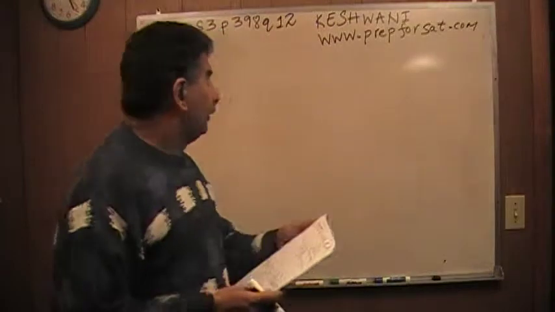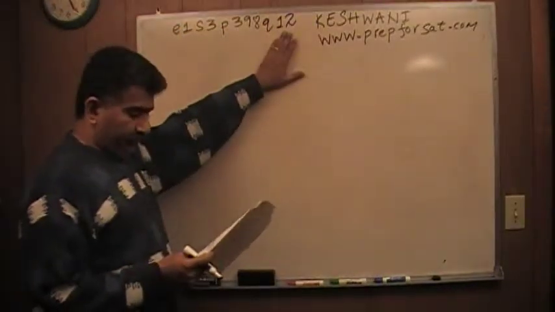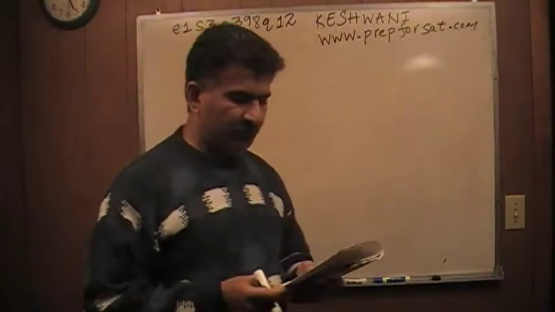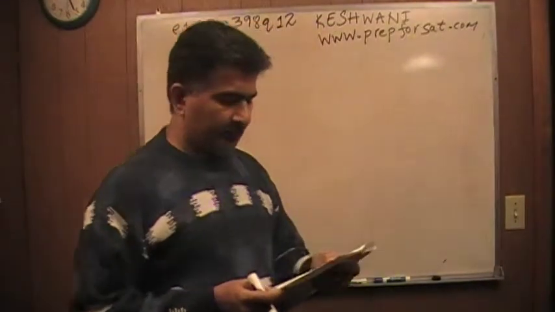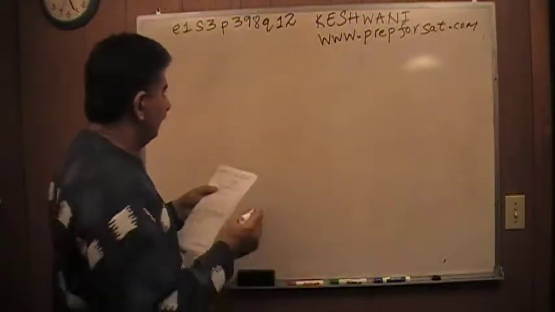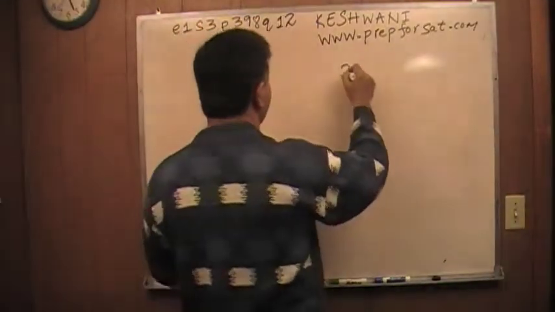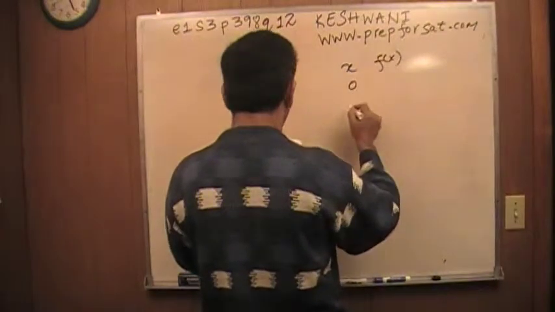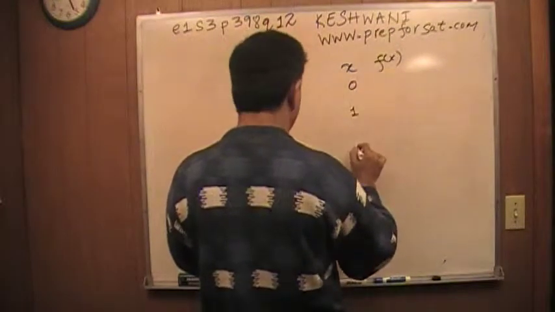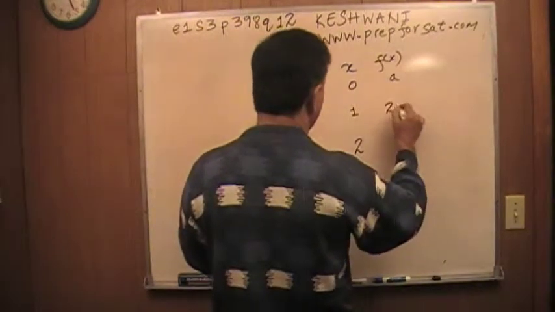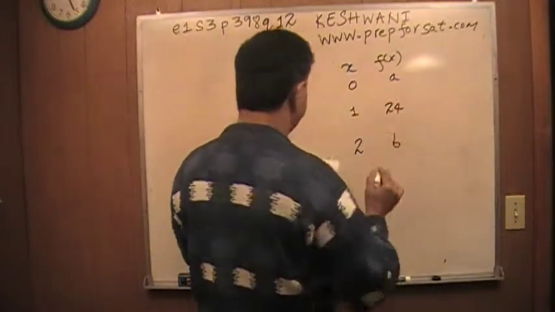The problem that we're looking at is problem number 12 on page number 398. It says the table above shows some values for the function f. If f is a linear function, what's the value of a plus b? Well, f is a linear function. What does it mean? Here's your x and here's your f of x: 0, 1, 2, a, 24, and b.